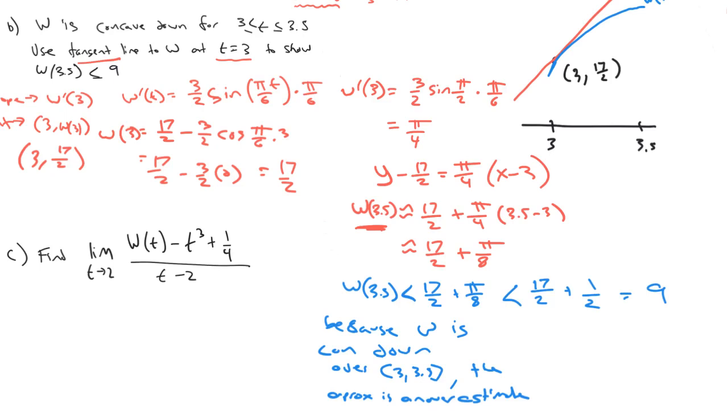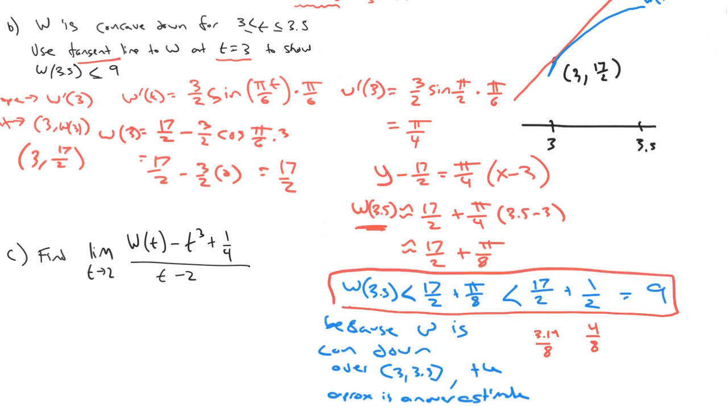It is true, and here's how we know. Because if you think about 1/2, that's really 4 over 8. And pi over 8 would be 3.14 over 8 approximately, which is less. And so we know that this is a true statement. So we've shown that our actual value of W of 3.5 is less than 9.